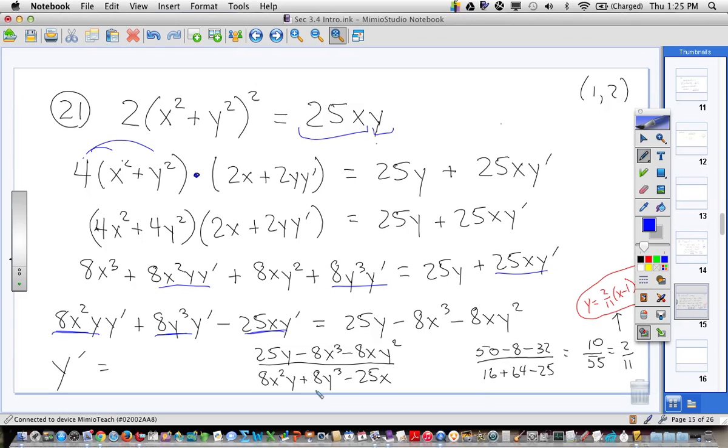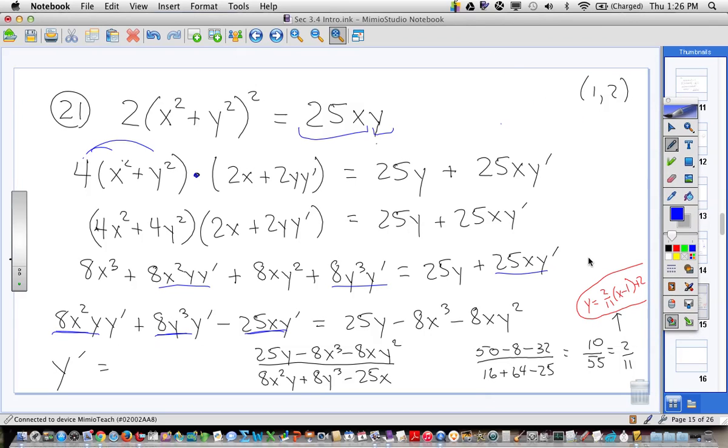But for us in the gateway test, the question is find y prime. So you want to get to here and then you'd be done. Anyway, I went ahead and plugged in those numbers. I got 2/11. So my tangent line is 2/11 times (x minus 1), and then plus 2. Right? The equation of the tangent line is that thing there in red. Okay? So that's what they were asked for in that problem.